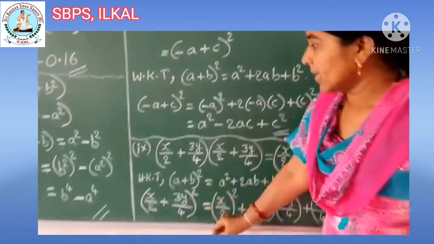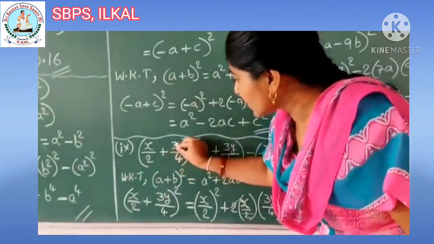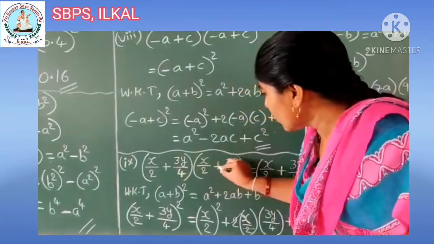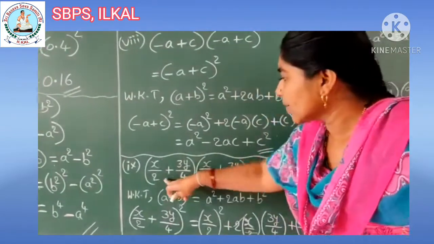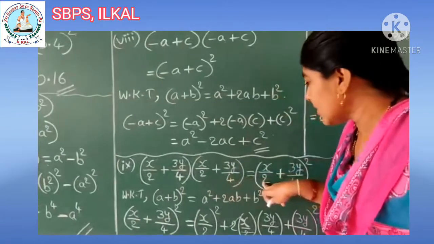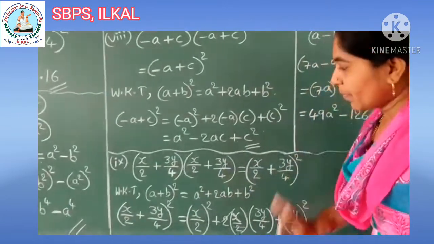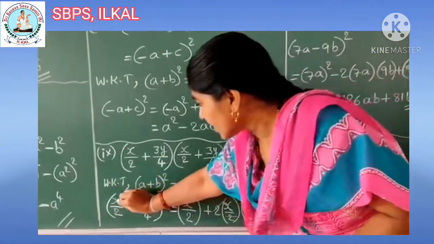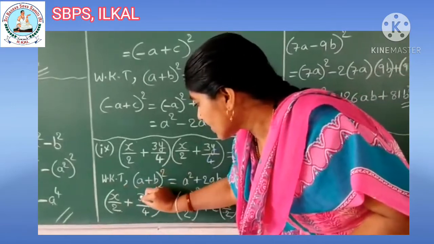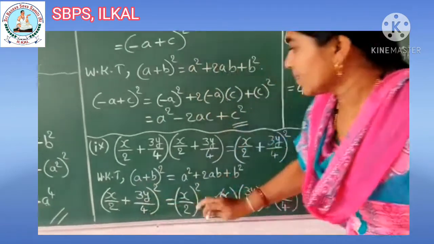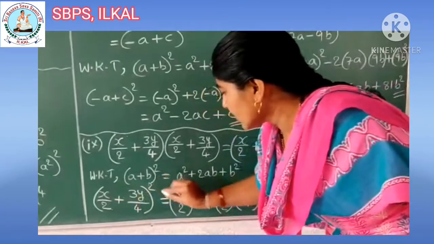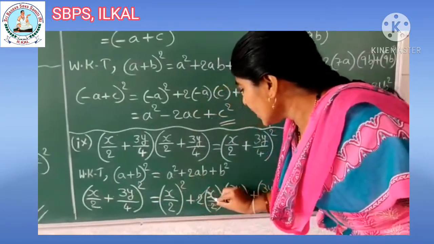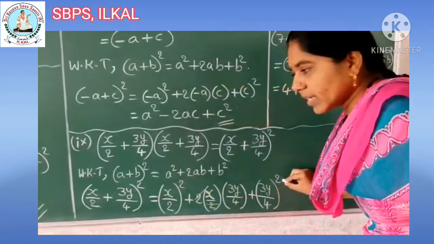Okay. Next one. X by 2 plus 3y by 4 into x by 2 plus 3y by 4. Means a plus b into a plus b. You can write as a plus b whole square. Here a we will consider as x by 2. B we will consider as 3y by 4. Okay. Then a plus b whole square is equal to a square plus 2ab plus b square.